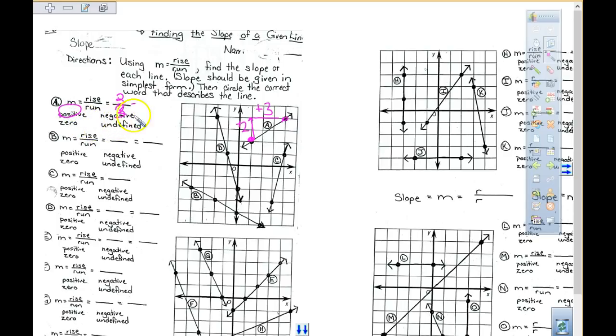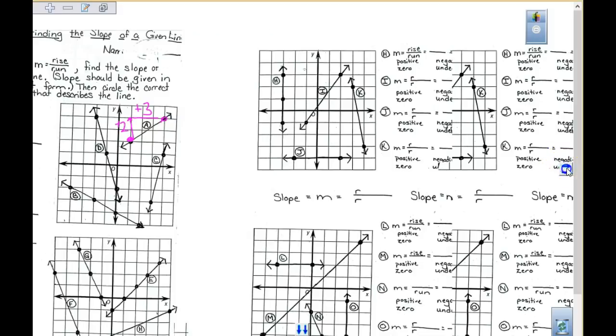Now if it's negative, you're going to circle negative. If it is undefined, remember undefined is our vertical, put in your numbers. So on the front and back of this, you are simply doing the counts, okay? So count your rise and run on each one. You'll do the same on the back page of that first one. You're going to be doing that same thing.